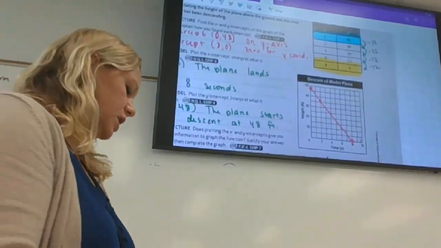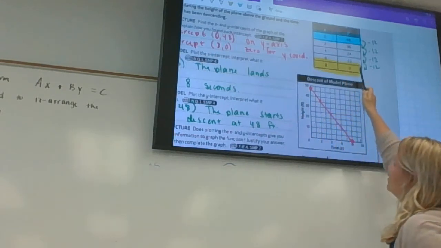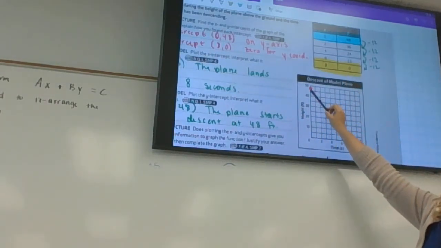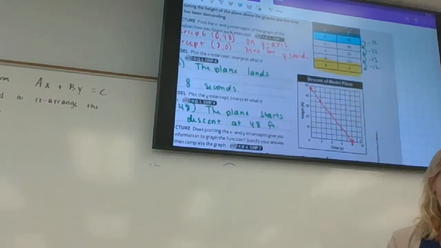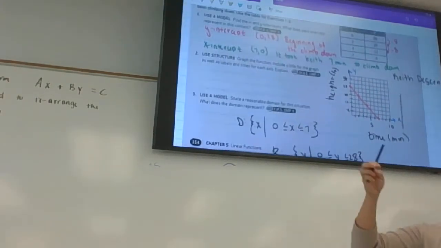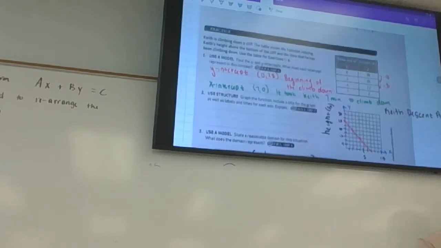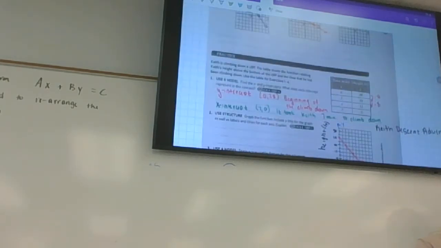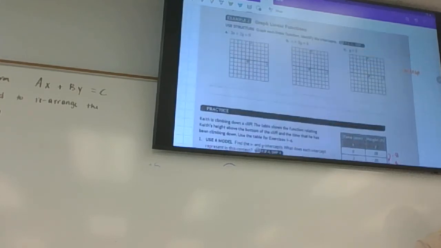So if you recall, the 0 here was the intercept and the 0 here was the intercept. You plotted your points, you looked at how quickly it went down. We did it here. Looked at how quickly it went down. Okay, flip to the back. We're gonna do the 3 that we skipped on Friday.